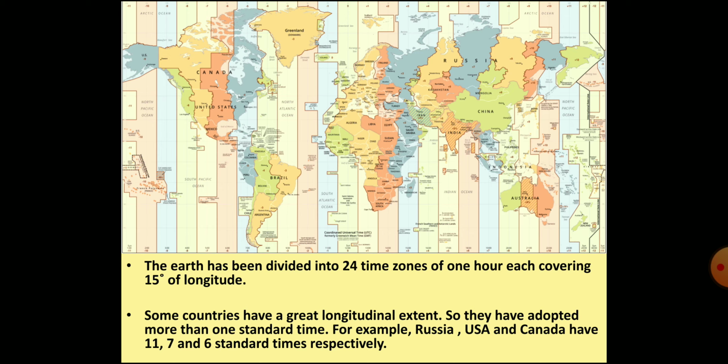There are some countries that have vast longitudinal extent and therefore they have more than one standard time. For example, Russia has 11 standard times, or you can say 11 time zones. USA has 7 time zones. Canada has 6 time zones. That's all for the chapter.